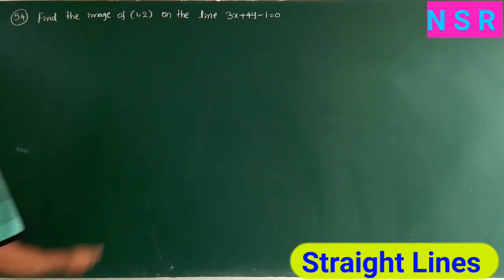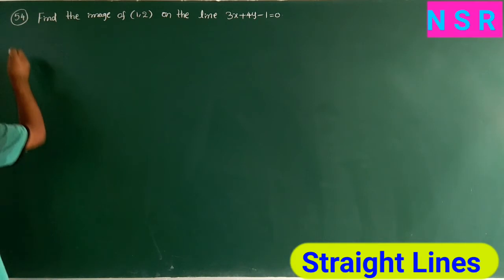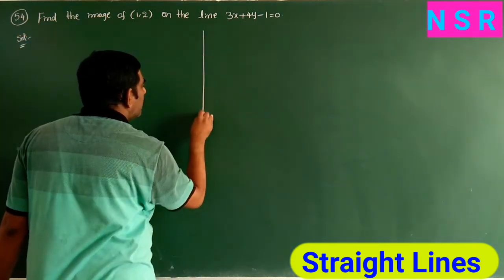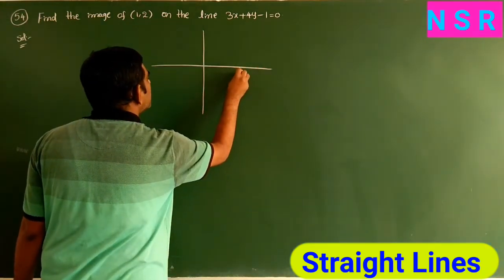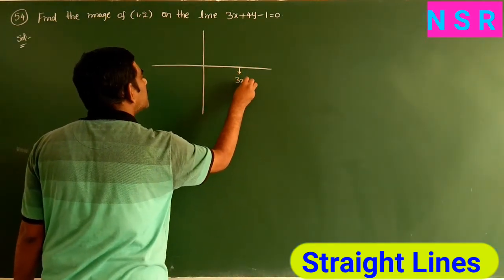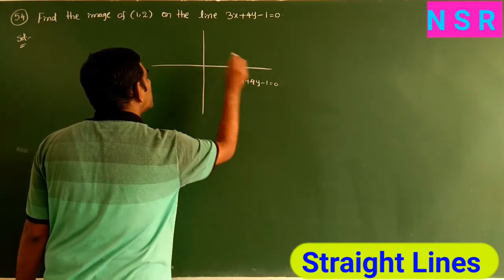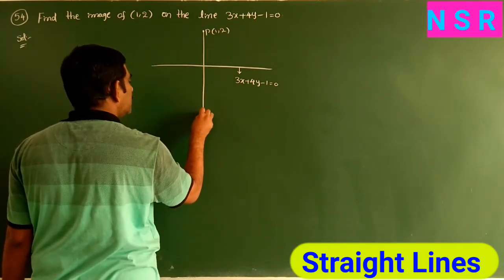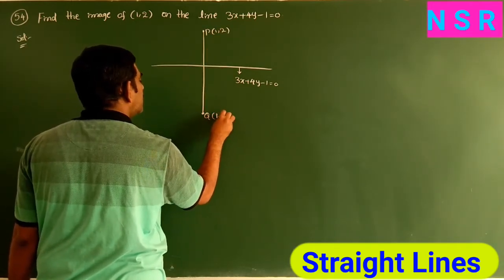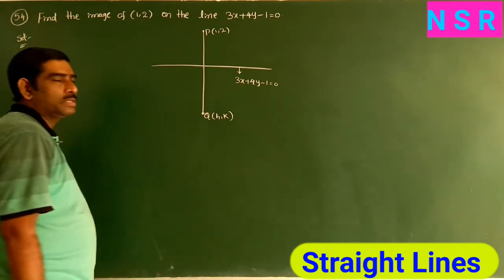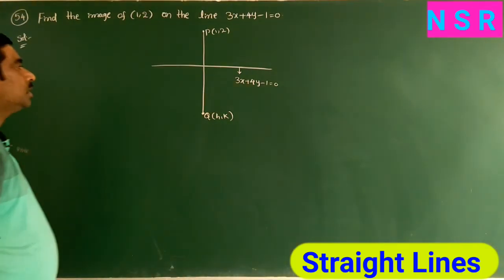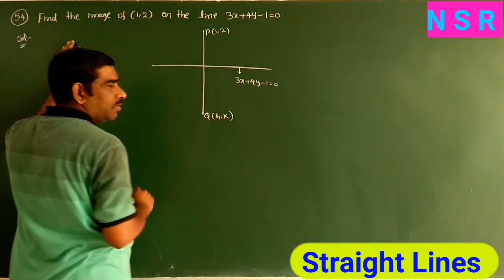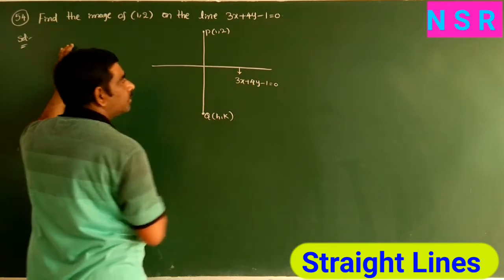So next, question number 54. Find the image of 1 comma 2 on the line 3x plus 4y minus 1 equal to 0. So here find the image of P. So this is 3x plus 4y minus 1 equal to 0, and here given point P is 1 comma 2. So this is Q. h comma k is the image of P with respect to 3x plus 4y minus 1 equal to 0. So observe the diagram here.